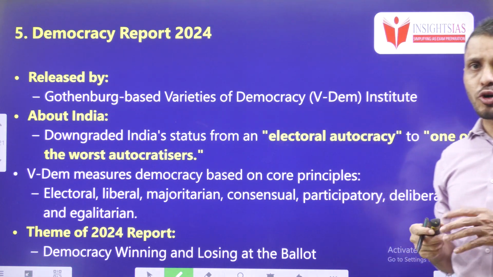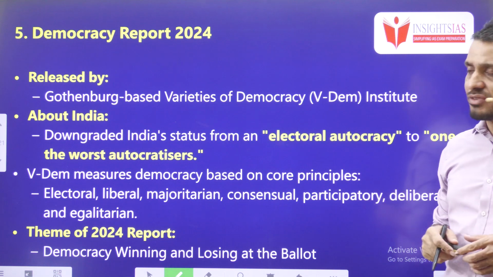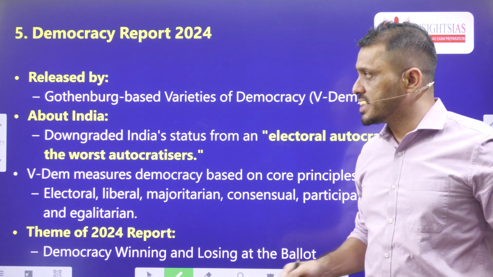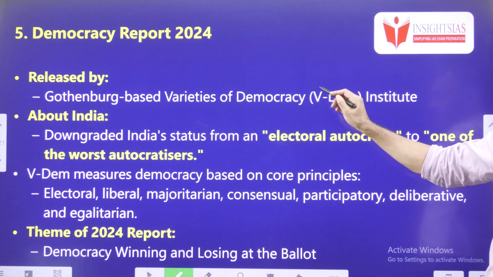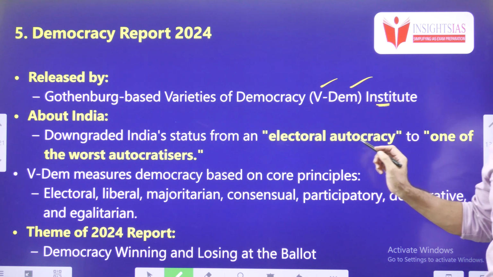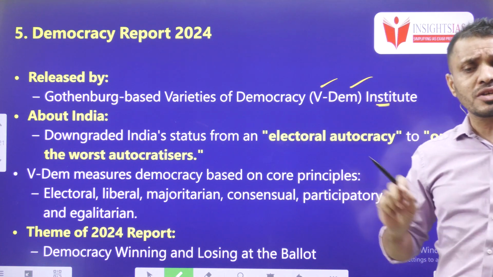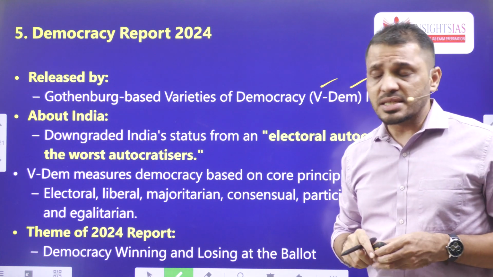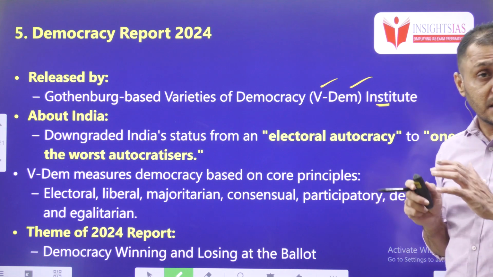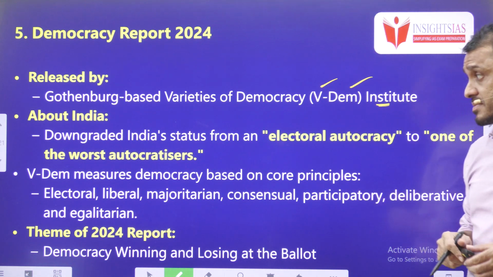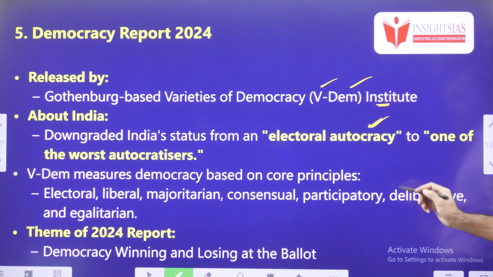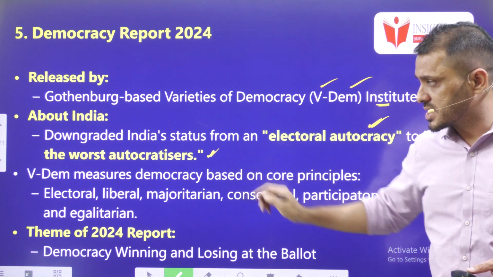Next, report number 5. This is the Democracy Report 2024. This democracy report is released by the Gothenburg-based Varieties of Democracy, VDEM Institute. Actually, this report was very critical about India. This report downgraded India's status from electoral autocracy to one of the worst autocracies.